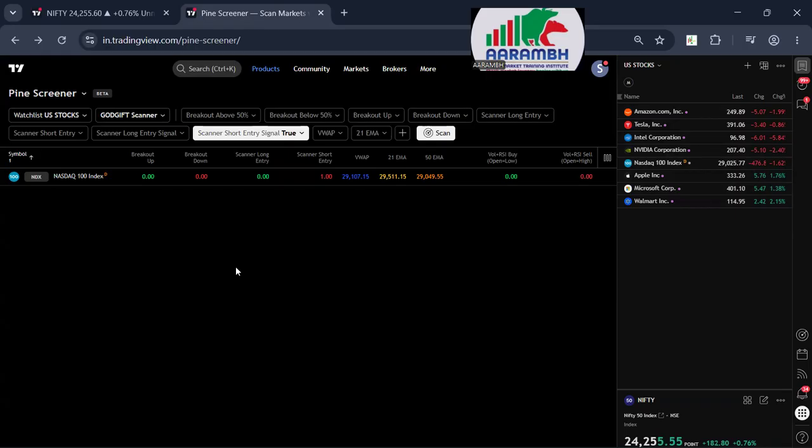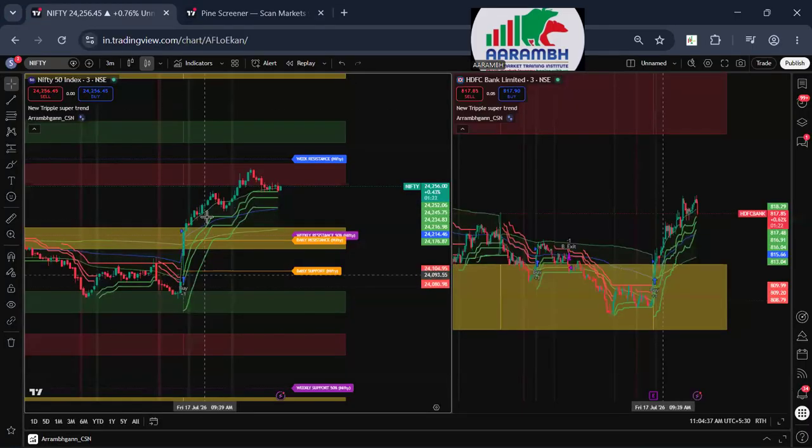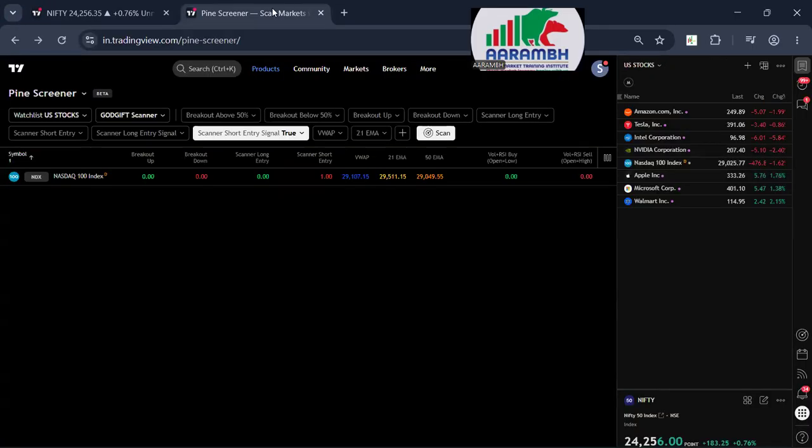You need to have the paid version only for doing the scan. Please note that. Just open two windows, one for the chart and another for the scanning. This one is for the trading and this is for the scanning. If you get any stocks like this, you can look for a short entry or long entry.